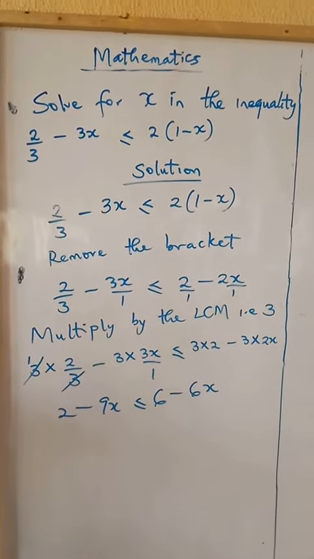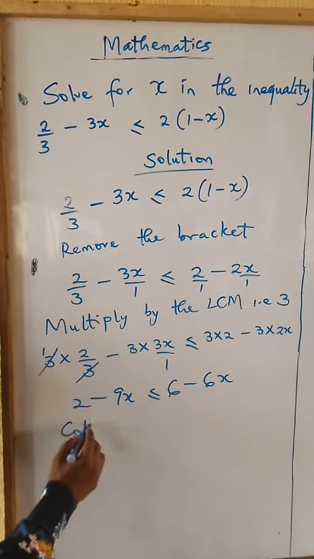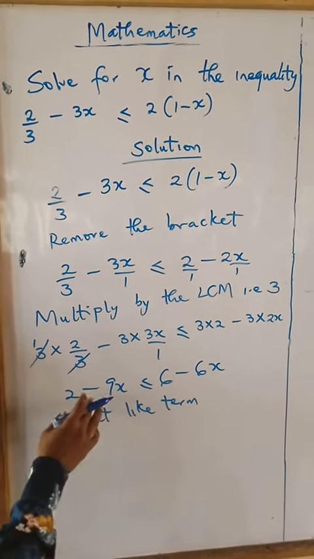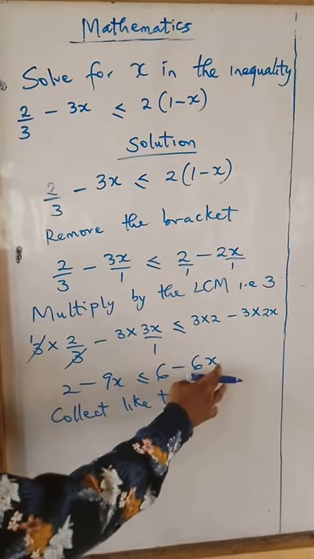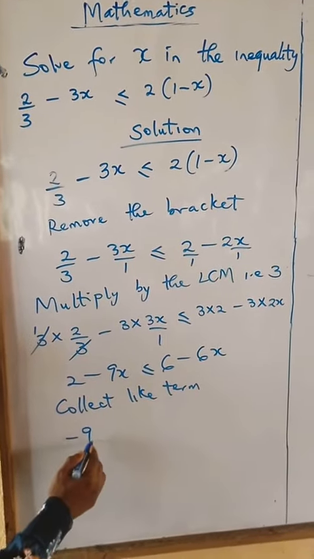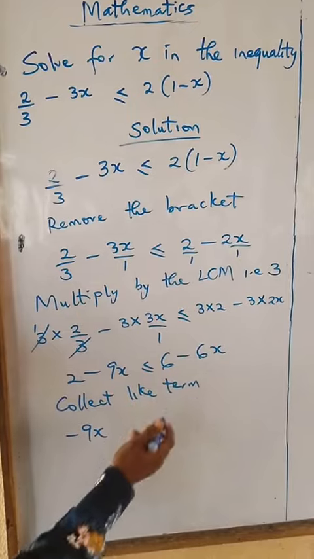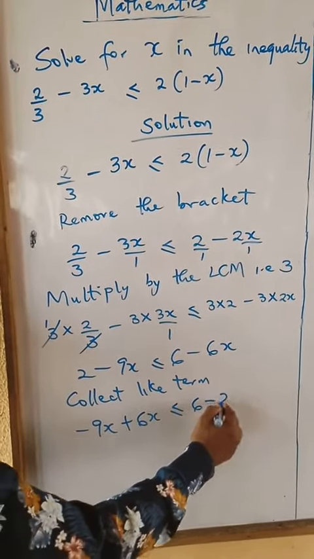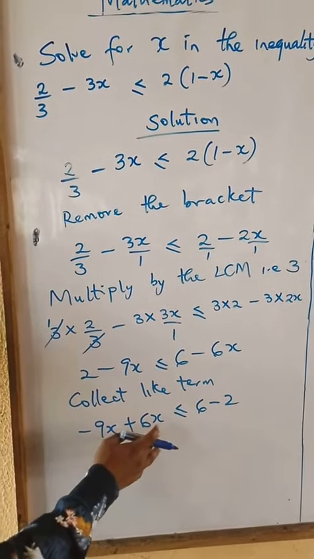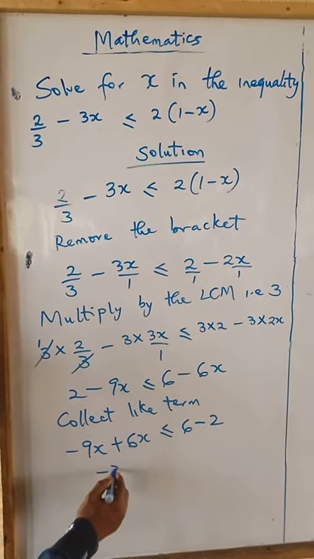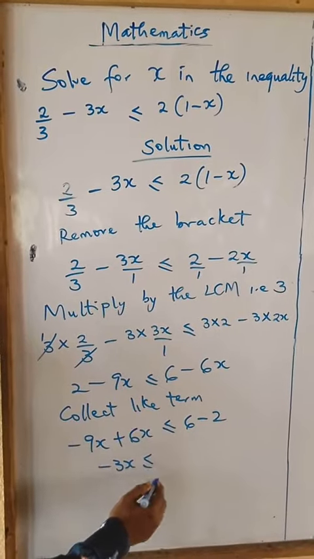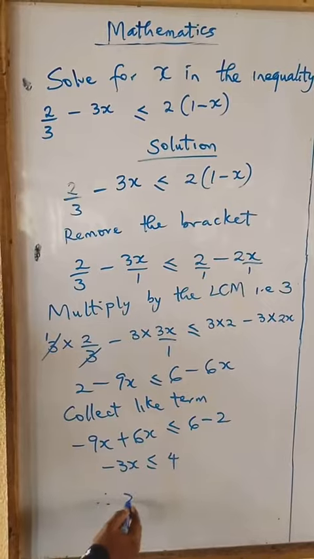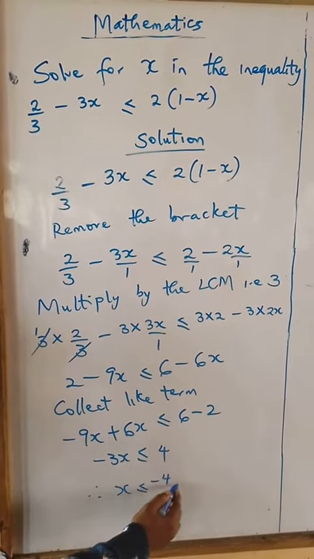Minus 6s. So we are going to collect like terms. Don't forget that minus 9s and minus 6s are like terms. So we are going to have minus 9s. By the time minus 6s comes to that side, it's going to be plus 6s less or equals to 6 minus 2. Minus 9s plus 6s will give us minus 3s less or equals to 6 minus 2 will give us 4. So therefore, s less or equals to minus 4 over 3.